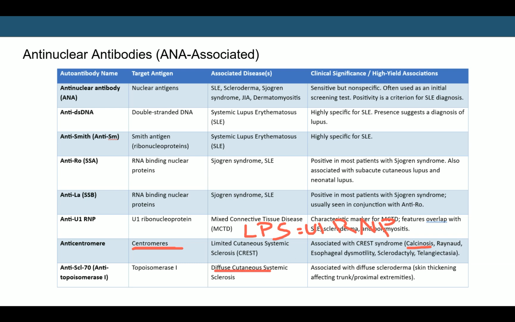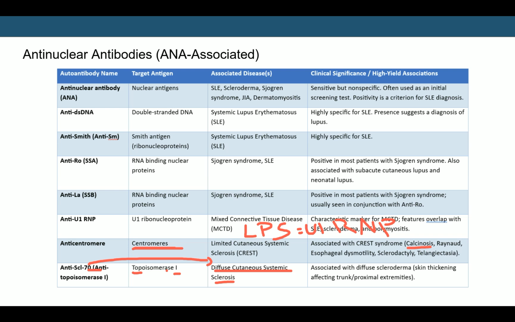Whereas for diffuse systemic sclerosis, we have the anti-Scl-70. Okay, Scl here means sclerosis. 70 means a lot. So 70 is a lot, and that means that it's diffuse. So anti-Scl-70 is also called anti-topoisomerase 1. Top means that the top, most dangerous one is going to be diffuse. So this is how I remember it.